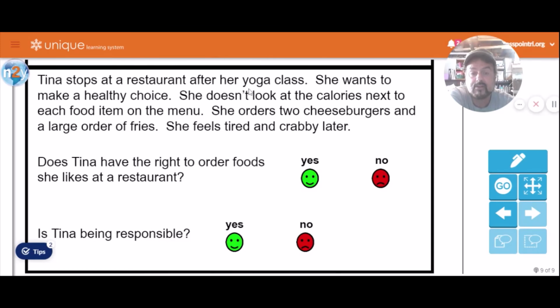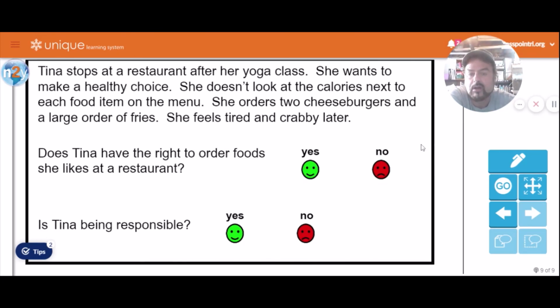Tina stops at a restaurant after her yoga class. She wants to make a healthy choice. She doesn't look at the calories next to each food item on the menu. She orders 2 cheeseburgers and a large order of fries. And she feels crabby. She feels tired and crabby later. Not to mention, she probably feels bloated. That's how I feel after I eat fatty fried foods. Bloated is like a feeling when you get a lot of gas in your stomach.